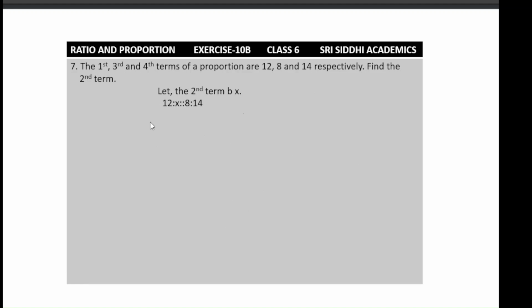The next question is also a similar question. What is it asking us to find out? The second term. The first, third and fourth terms of our proportion are 12, 8 and 14 respectively. Find the second term. So here also let the second term be x. So what will the proportion become now? 12 is to x as 8 is to 14.